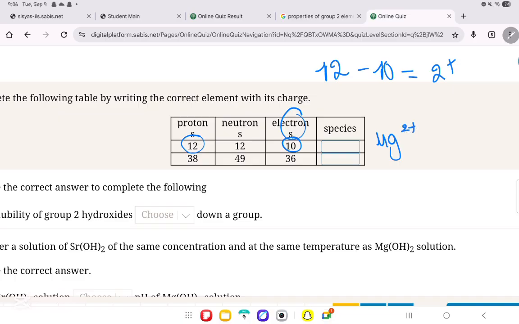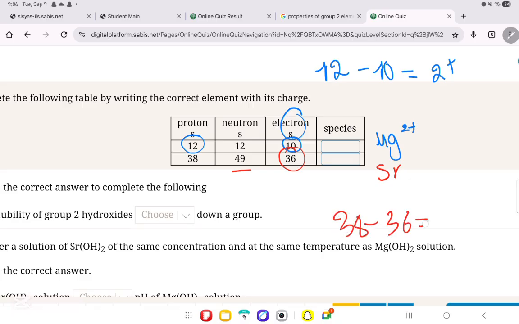Let's move on to the next one. 38, let's look which one has 38. Strontium, Sr. Okay. Neutrons, then this many electrons. What's the charge now? It's 38 minus 36, which is 2.